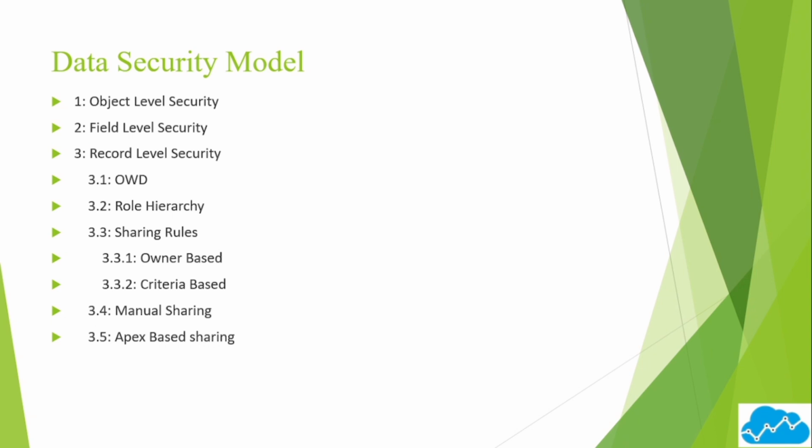The data security model consists of object level security, field level security, and record level security. Record level security is further categorized into OWD, role hierarchy, and sharing rules. Sharing rules are again of two types, owner based sharing and criteria based sharing, then there are manual sharing and Apex based sharing. In this session we are going to see sharing rules.